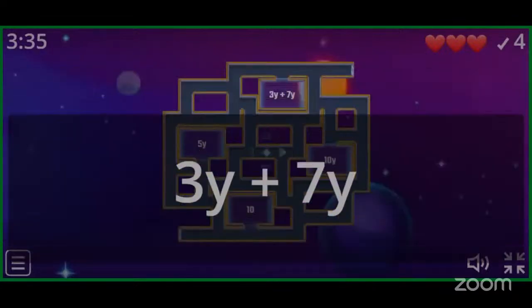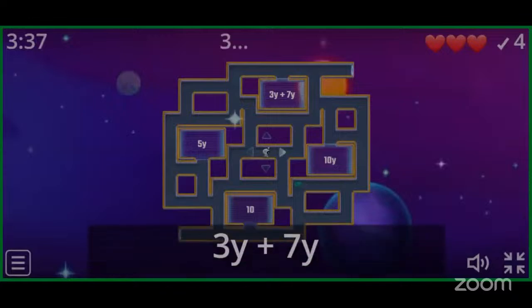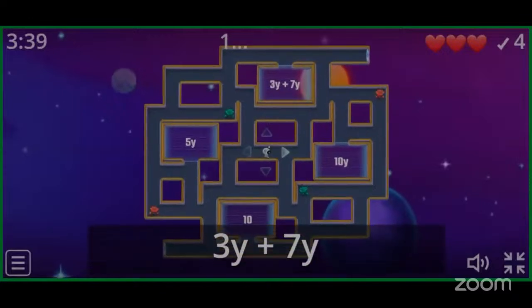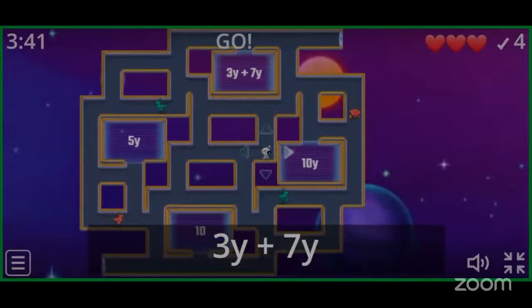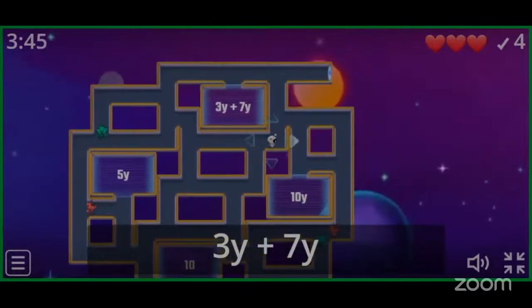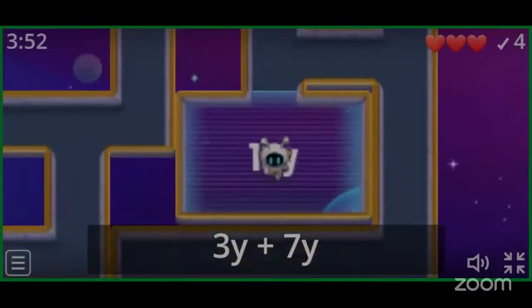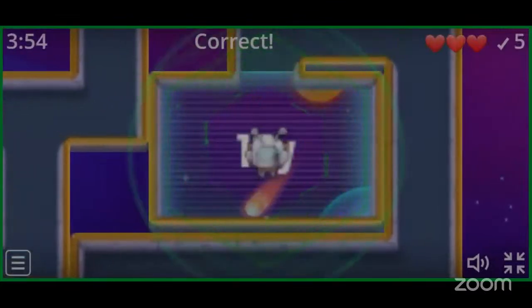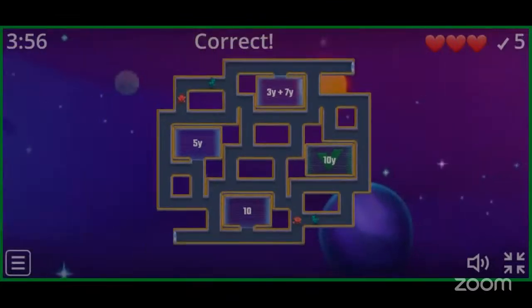Right, 3y plus 7y. We can tell what's going to happen. This is going to be 10y because 3 plus 7 is 10. Got to watch this red guy because they're fast. All right. There we go. Okay, no, wrong way, wrong way. Go this way. Come on, robots. There we go. Like I said, controls aren't the greatest on a mobile.